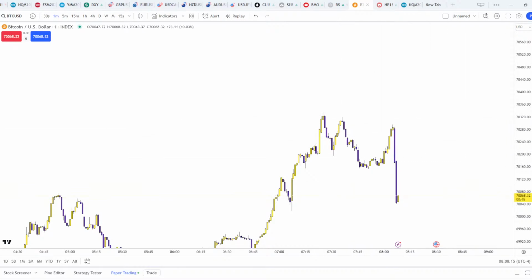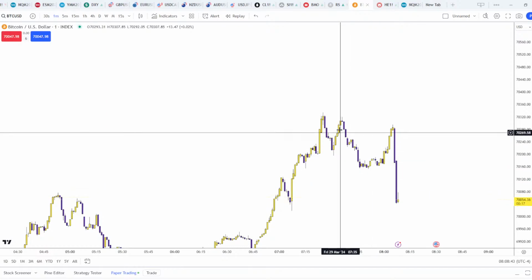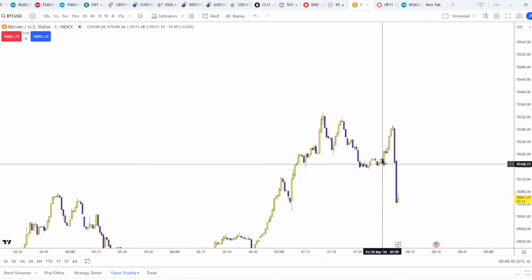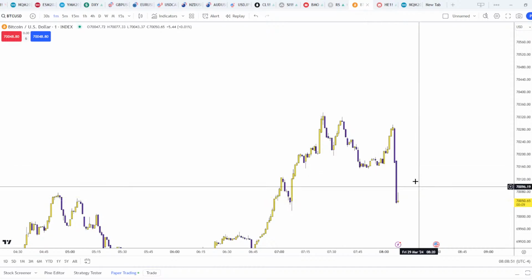So if we start coming back into this range here again, yeah, you need to come back into that breaker or the bottom of the cam 1 model to go short.